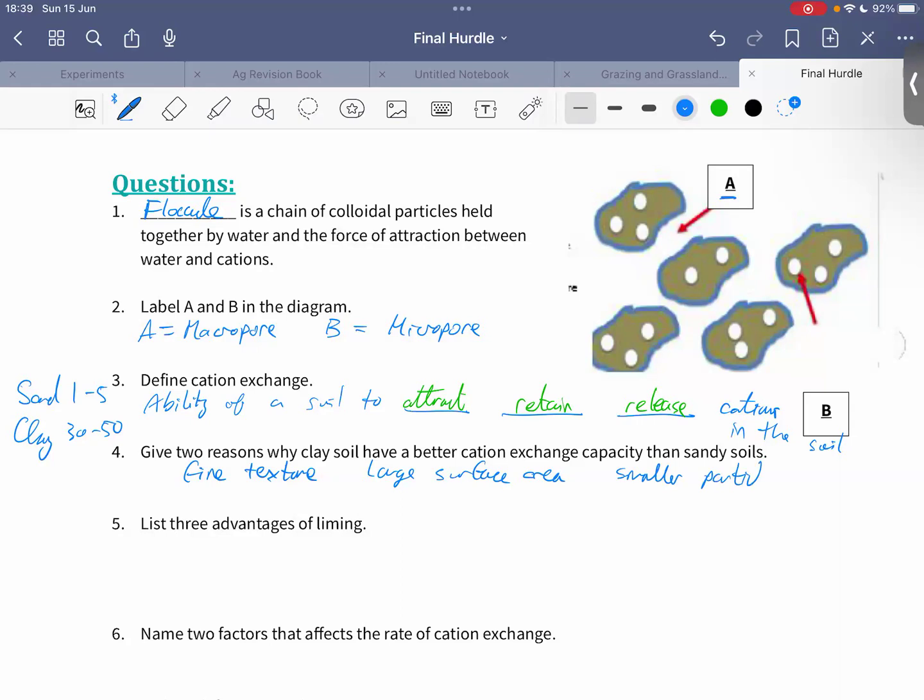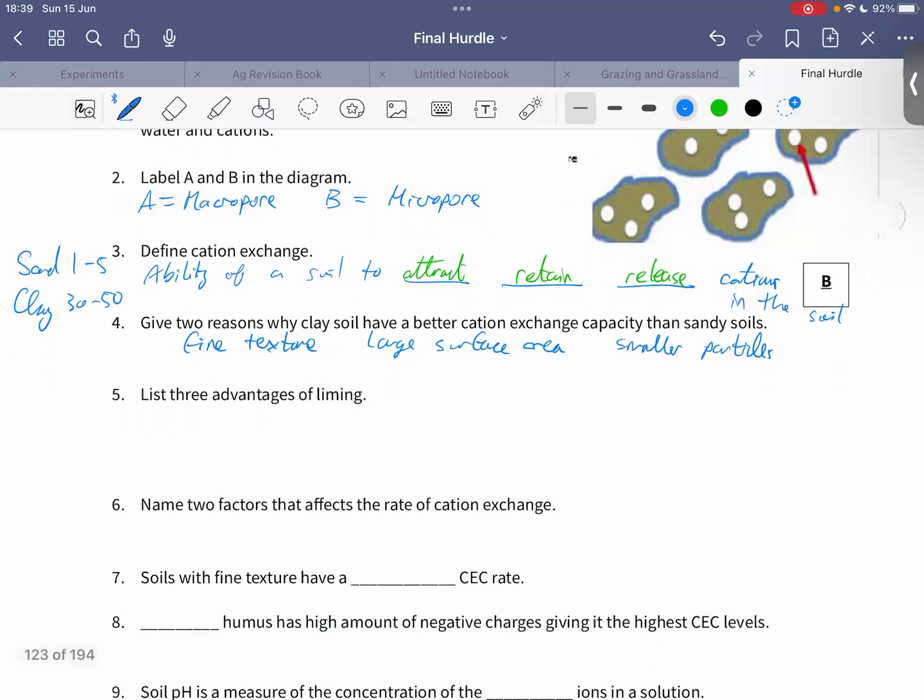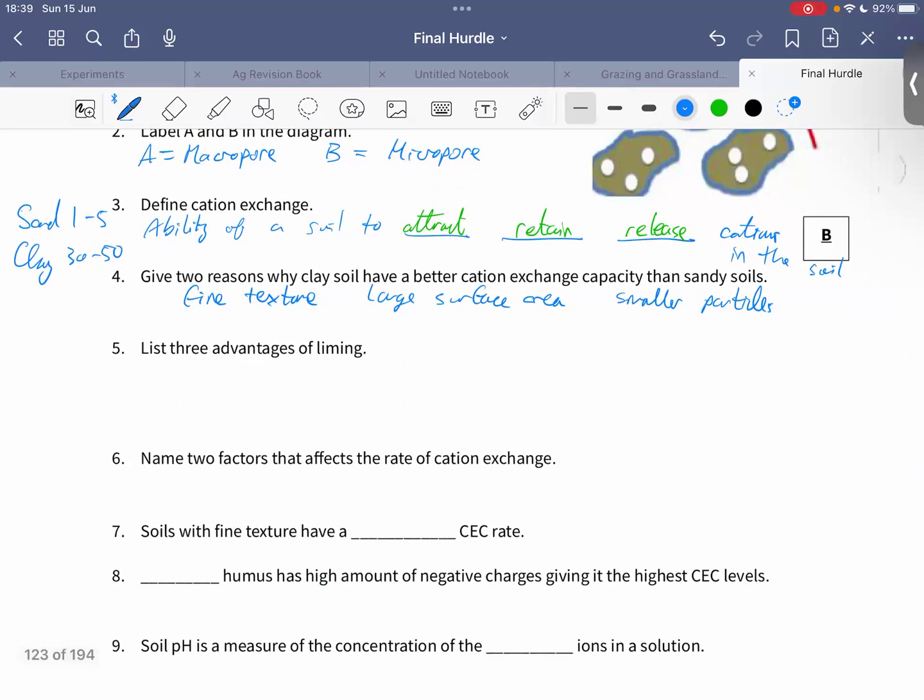So like that, there are lovely questions that come up. Three advantages of lime. More humus, brilliant. Our clay soils are going to have more humus. But now, I really want to stress this to you. Please don't go into the exam tomorrow and write fine texture, because that's only going to get you half marks. You need to explain your points. There's loads of space in the exam. Please explain your points. Please give examples.